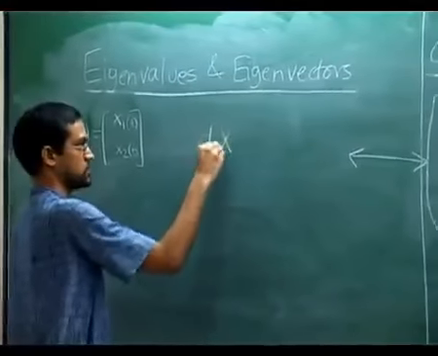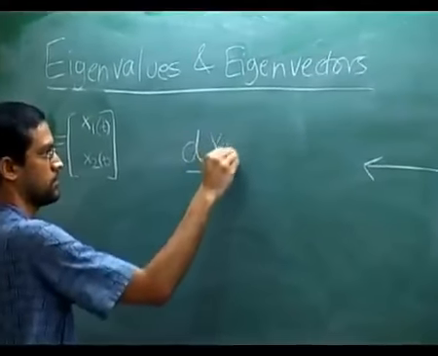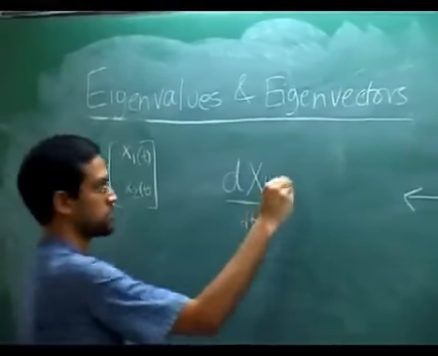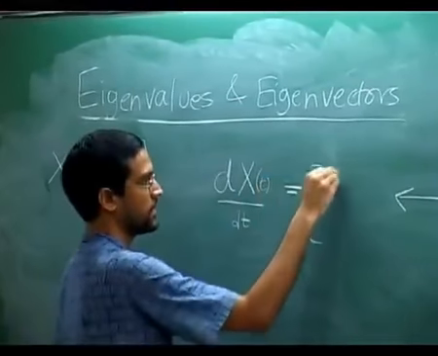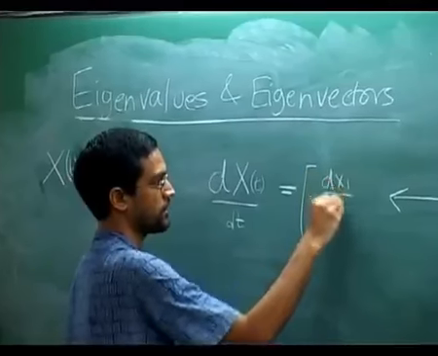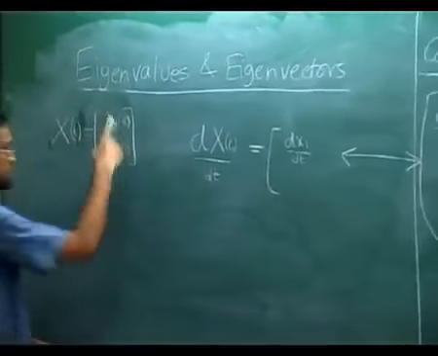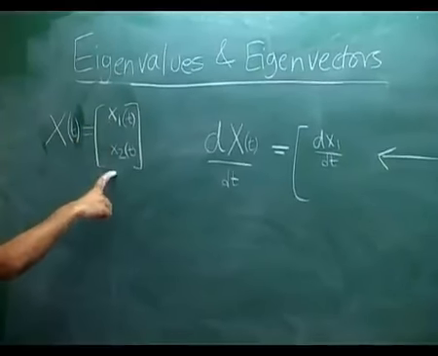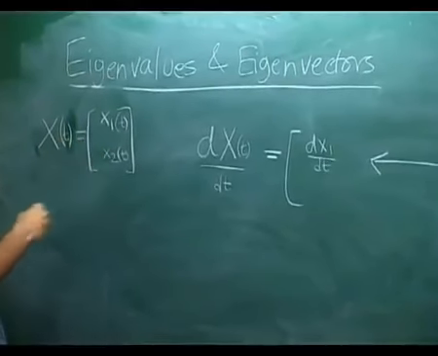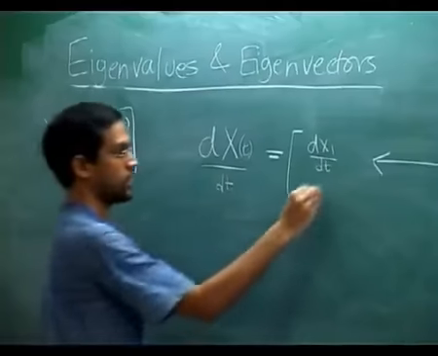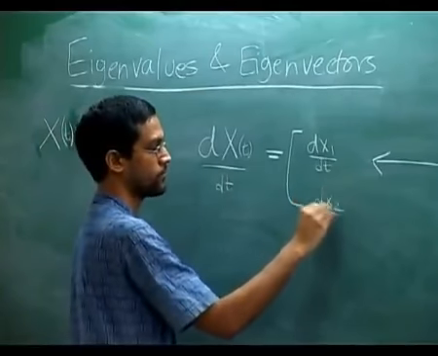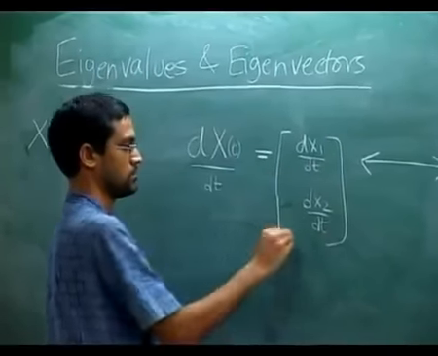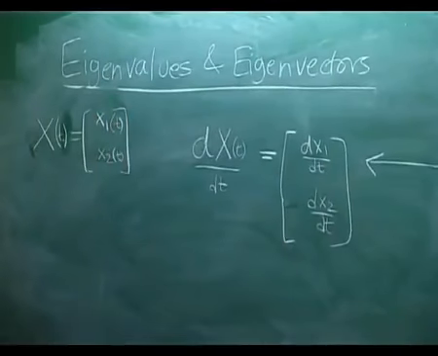d capital X of t by dt. What is d capital X of t by dt? That by definition is this. d dt of X means you do d dt on the first component, d dt on the second component. You do differentiation on both of them. So I get dx1 dt, dx2 dt. So that is my dX dt.